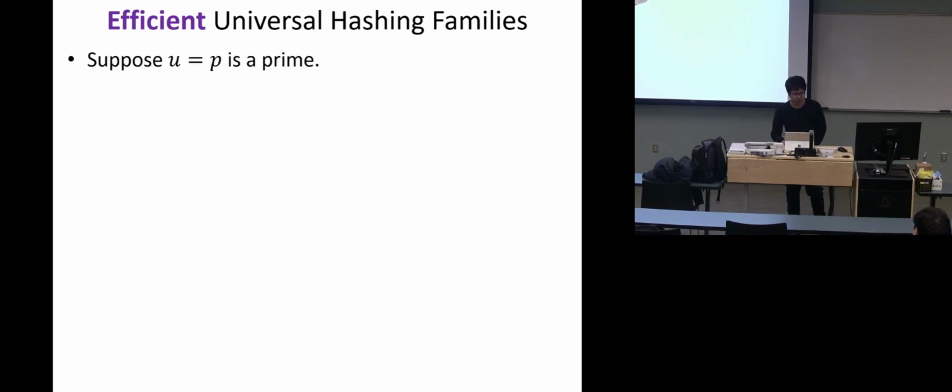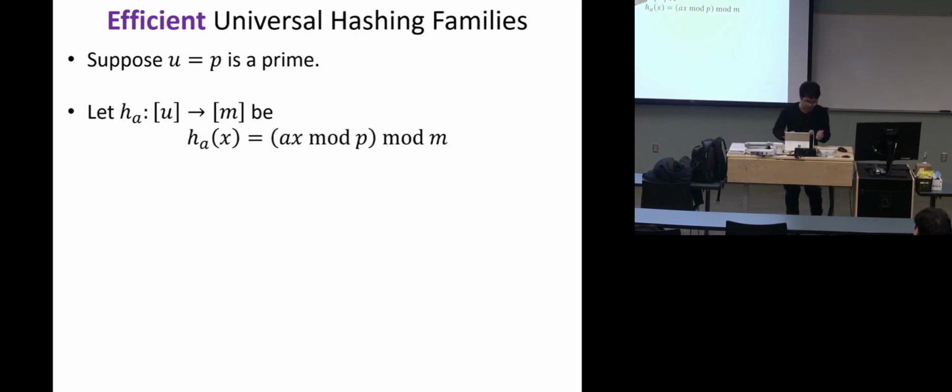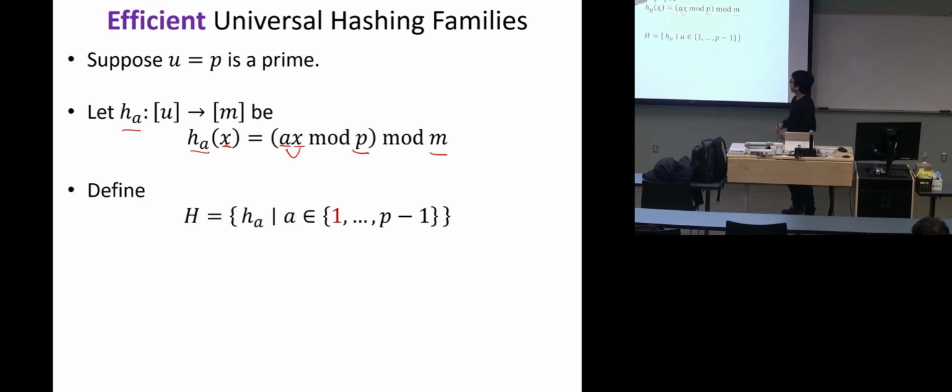One example is, suppose for now that U is prime. It's not too hard to assume this. And now let me define a function h_a mapping U to M like this. Given x, I just multiply x by a, and then I mod p, and then I mod m. That's the function h_a. And my family is just this collection of h_a.